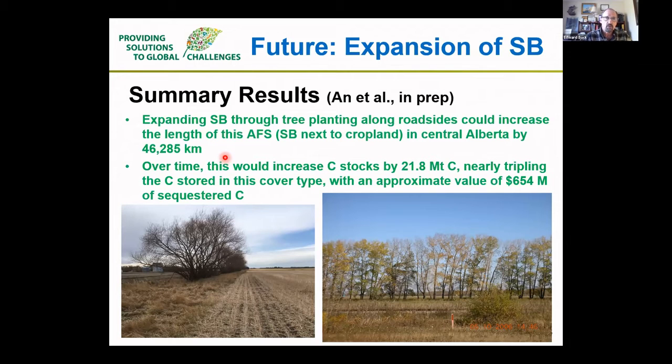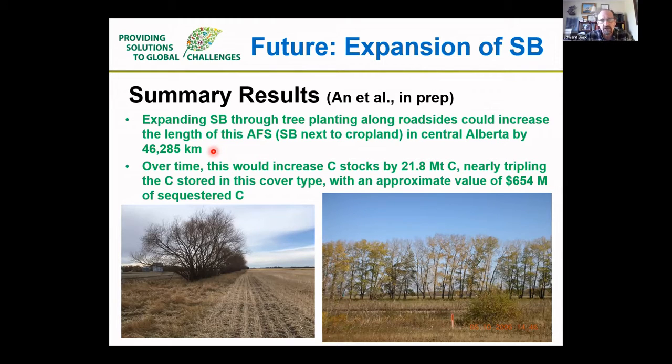So the last thing that we did is we looked forward and we said, well, what if we were to have a policy that would reward landowners for planting all of these lands adjacent to roadsides that are in cropland, at least the perimeter, to create these boundary agroforestry types, where we now have these systems much more abundant across the entire region.